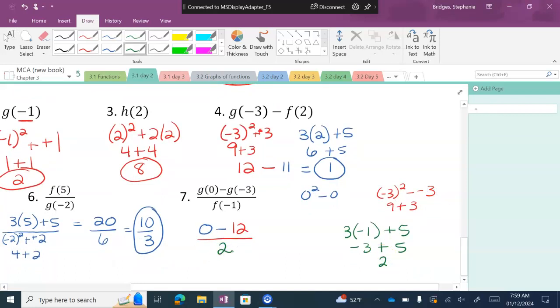So g of 0 was 0. That's in the blue. G of negative 3 was 12. That's in the red. And f of negative 1 was 2. That's in the green. And then we can just simplify. What is 0 minus 12? Negative 12. And then over 2 is going to reduce all the way down to negative 6.